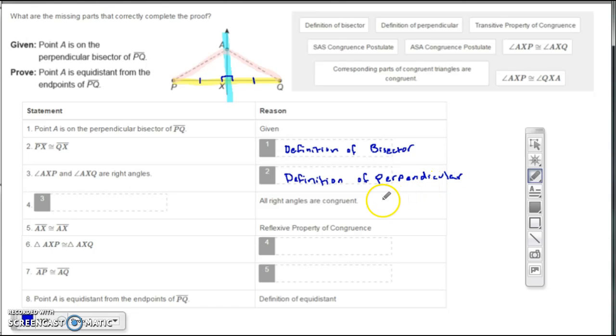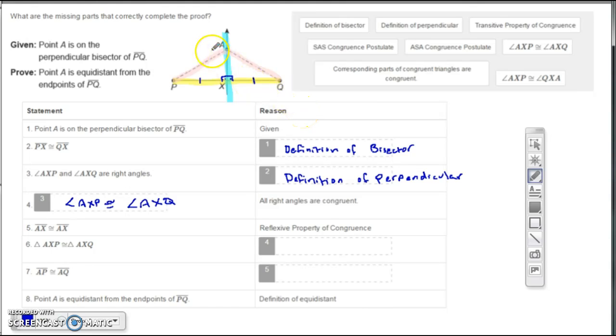All right, here, why do we care that all right angles are congruent? Because we're going to say that angle AXP is congruent to angle AXQ. Okay, that's just in the step before they gave us those two. And we're just saying that these are both 90-degree angles, so they're both congruent.